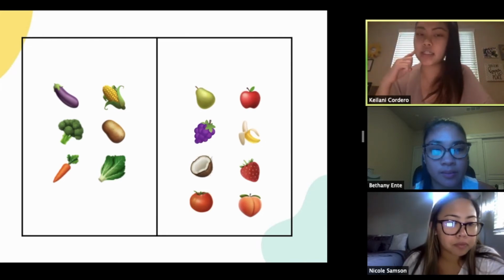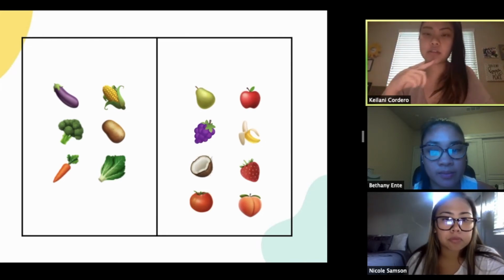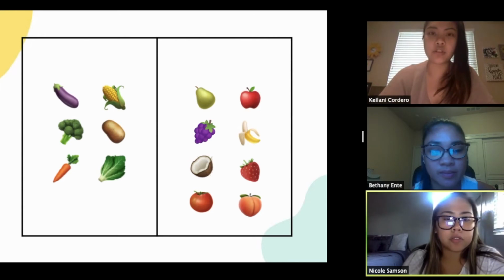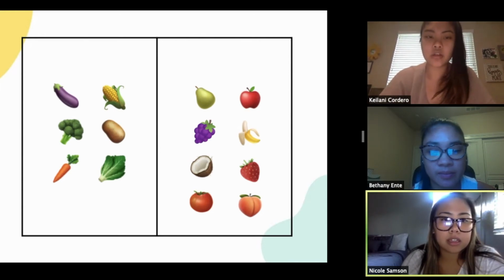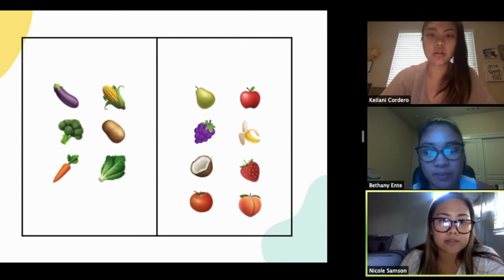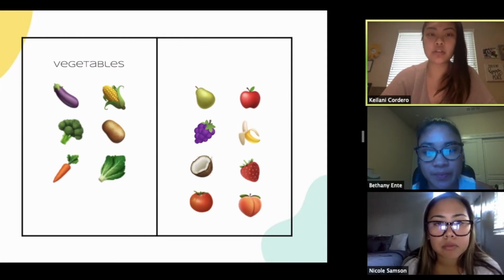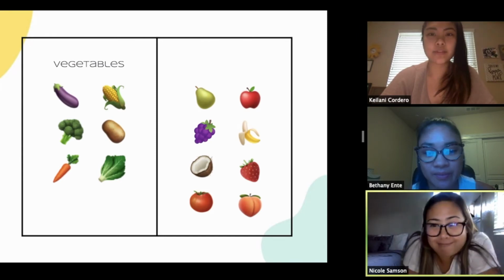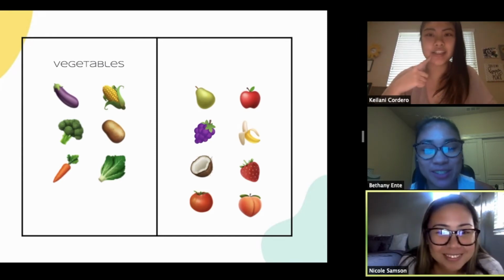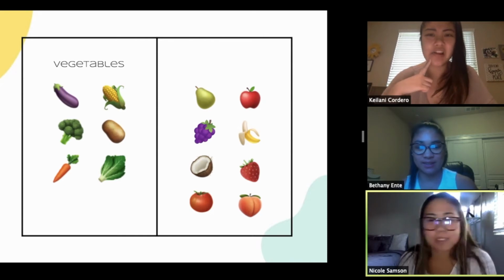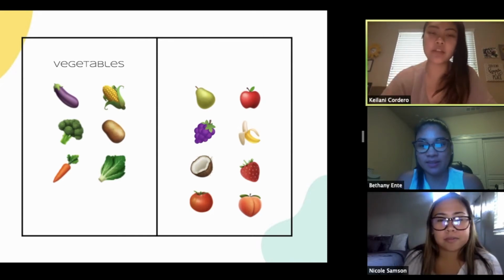Now, what kinds of labels would you use to describe these groups? For the first one, I think we can label it as vegetables. Vegetables. Awesome. Why would we label those as vegetables? They're vegetables. How did they taste? They're not sweet. They're not sweet, right? How about the other group?